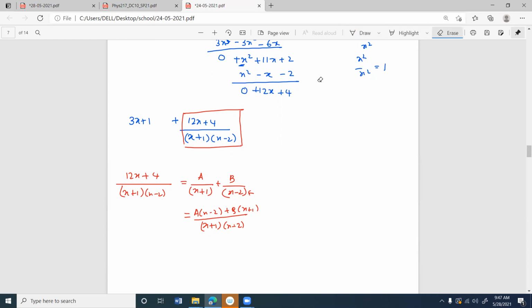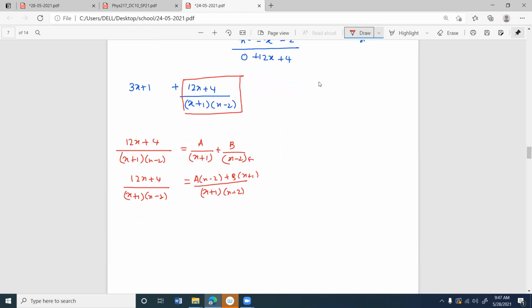Then you can see that is literally similar to 12x plus 4 over x plus 1 into x minus 2, right? Okay. Then if the denominators are similar, you can straightforwardly write 12x plus 4 equals a times of x minus 2 plus b times of x plus 1, right? Okay. Now we need to find the answer for a and b. If I need to find a, I have to make the b term 0.